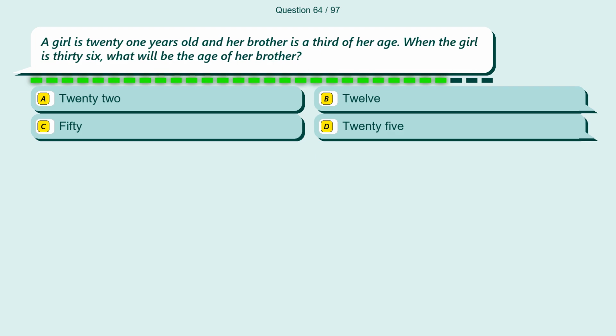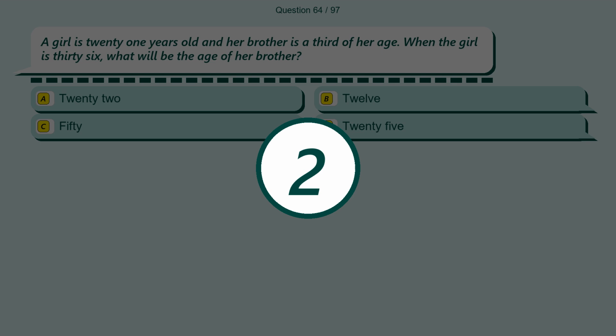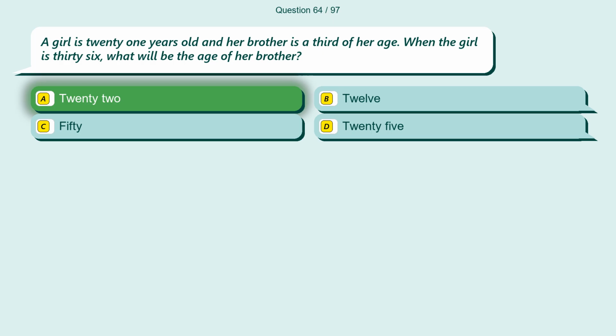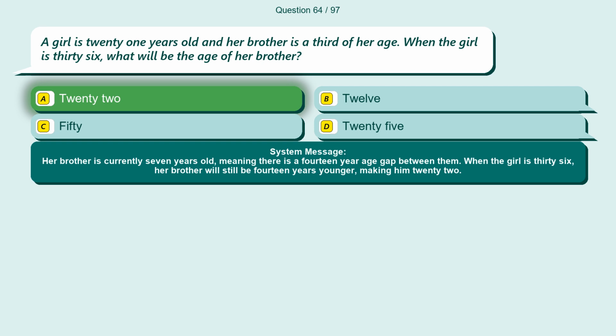Question 64. A girl is 21 years old and her brother is a third of her age. When the girl is 36, what will be the age of her brother? Option A, 22. Option B, 12. Option C, 50. Option D, 25. The correct answer is option A, 22. Her brother is currently 7 years old, meaning there is a 14-year age gap between them. When the girl is 36, her brother will still be 14 years younger, making him 22.